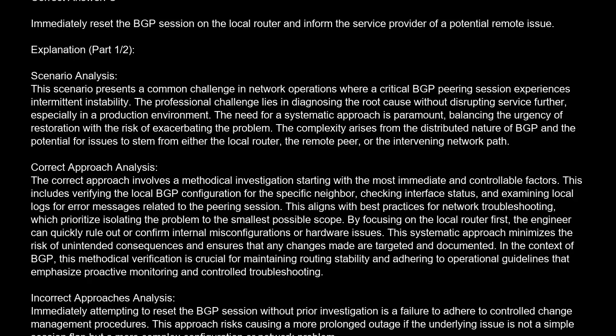This systematic approach minimizes the risk of unintended consequences and ensures that any changes made are targeted and documented. In the context of BGP, this methodical verification is crucial for maintaining routing stability and adhering to operational guidelines that emphasize proactive monitoring and controlled troubleshooting.